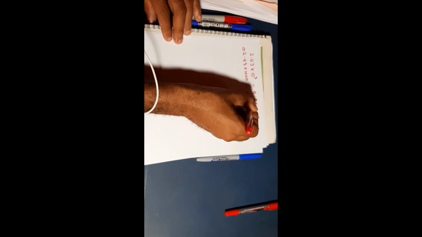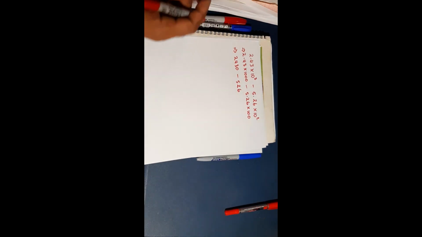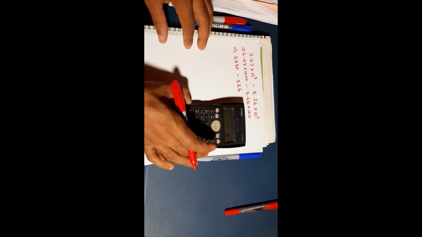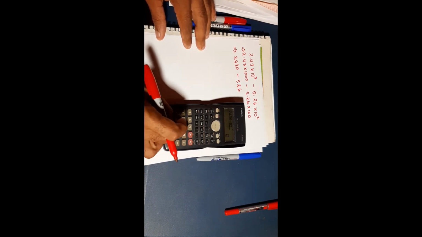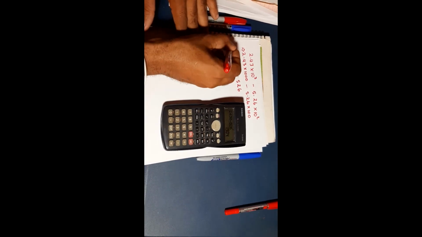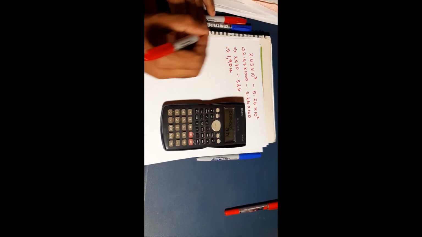So I'm going to have to multiply 2.43 times 1,000 minus 5.26 times 100. So this is going to give me 2,430 minus 526. Use our calculator to subtract this. That's going to give me 1,904. They said that they want the answer in standard form.